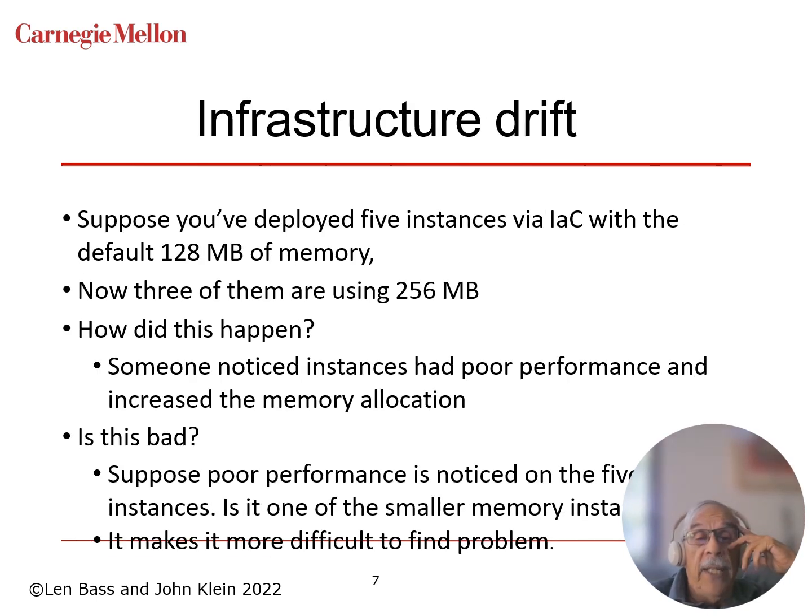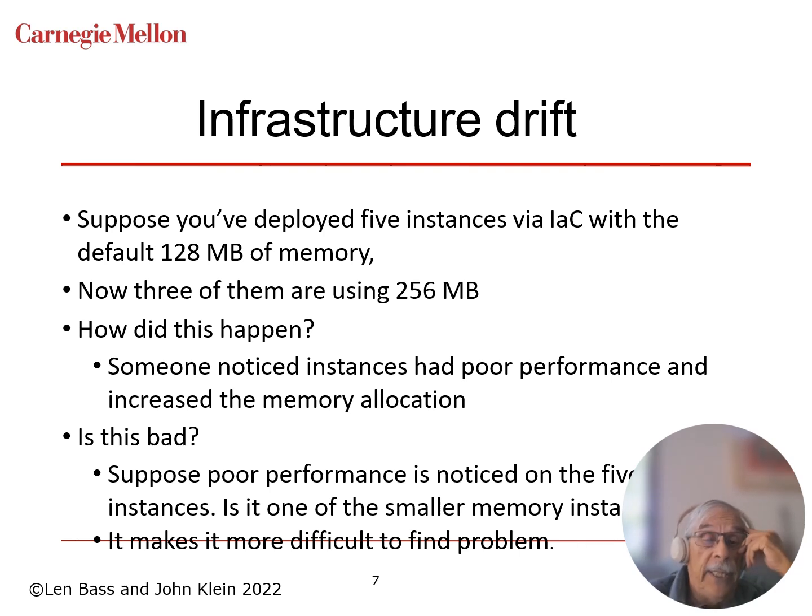So one of the phenomena that you have with infrastructure is that it may drift. An example is, suppose you've deployed 5 instances via some infrastructure as code with 128 megabytes of memory. And now all of a sudden, 3 of them are using 256. How did this happen? Well, somebody noticed that some instances had poor performance and increased the memory allocation manually. And so the question is, is this bad? They were having a problem and they fixed the problem.